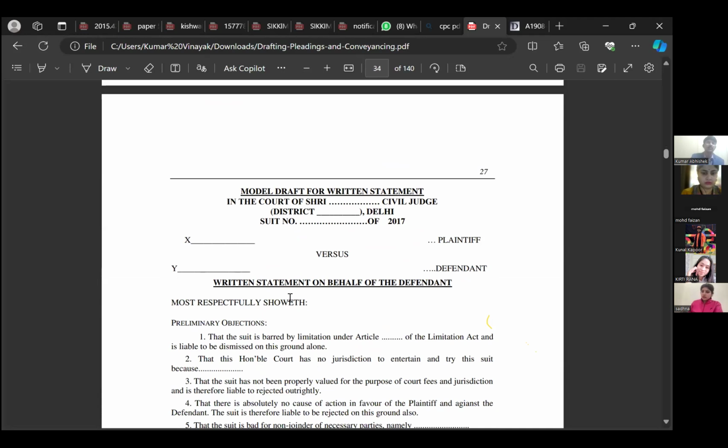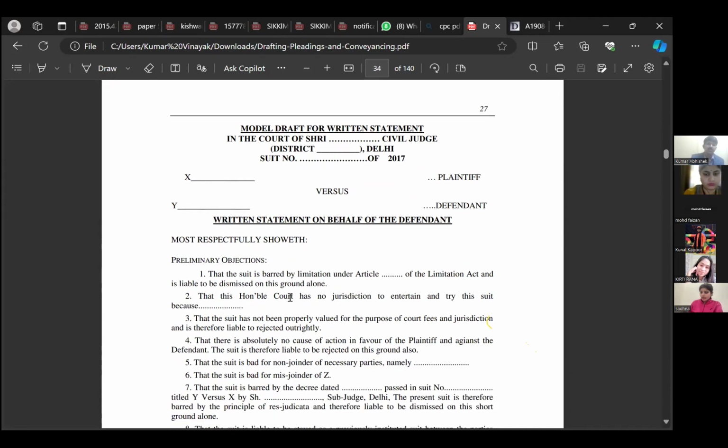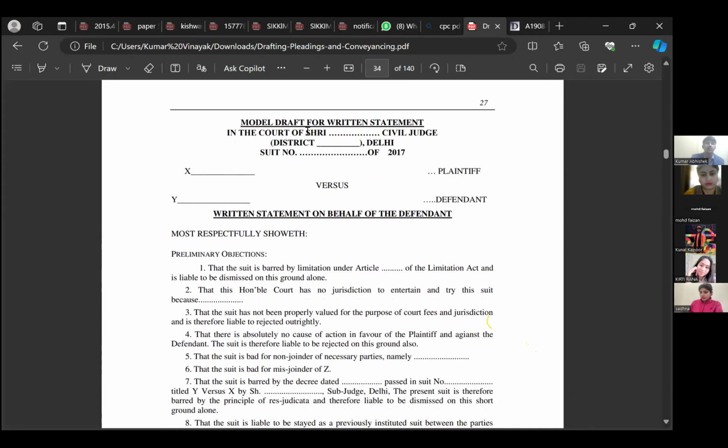Similarly, there is a format for written statements filed on behalf of the defendant in a particular case. So you'll write in the court of so and so, district so and so, suit number so and so, between X and Y, and then again at the top you will write written statement on behalf of whichever defendant the person is. Then you will write everything in detail about the case.